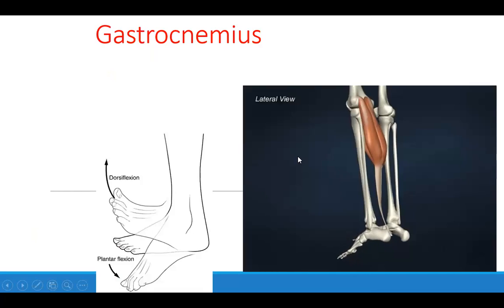And then what the gastrocnemius does for us is allow us to have plantar flexion, where the toes go down. Notice when the toes go down, the heel comes up. Notice the calcaneus there. We're pulling on the Achilles tendon, this is the Achilles tendon right here. If we pull, the heel comes up and the toes go down. This is plantar flexion.